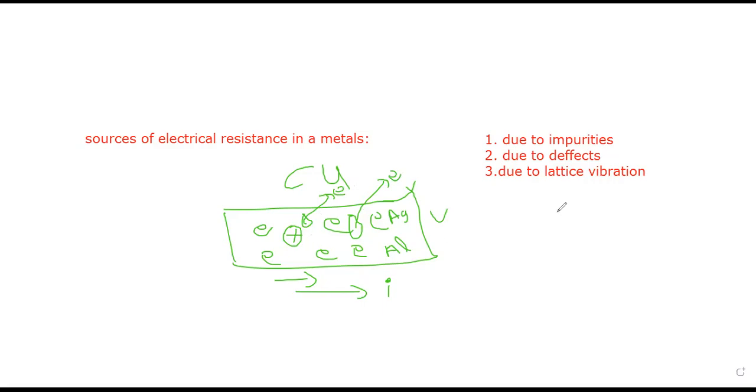Due to temperature changes, you observe lattice vibration. That means atoms vibrate due to temperature changes surrounding the copper metal or any conductor. Due to that, some electrons are scattered from the surface. So due to temperature changes, we observe lattice vibrations. Due to defects present in the metal, some electrons are missing. Due to impurities present, resistivity increases due to less purity. So these three are the main sources for observing electrical resistance in a metal.